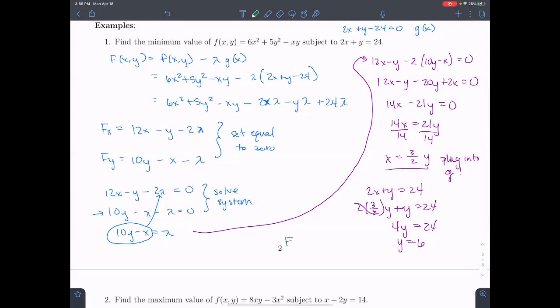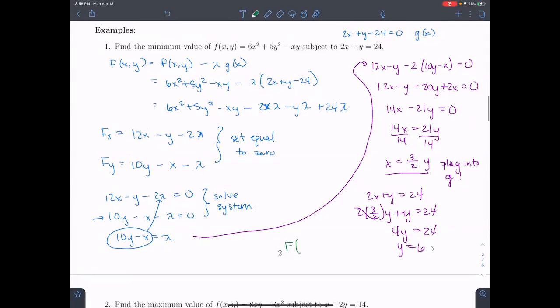And then you want to do big F of x is 3/2 y. Okay, that's 9. So you want to do F of 9, 6 to actually figure out what we're minimizing here. And when you do that, you get 612. So that is your actual minimum.